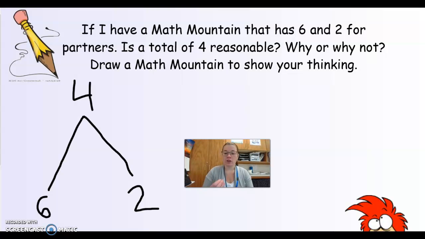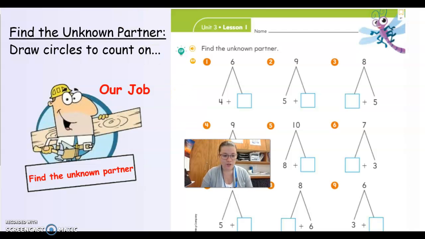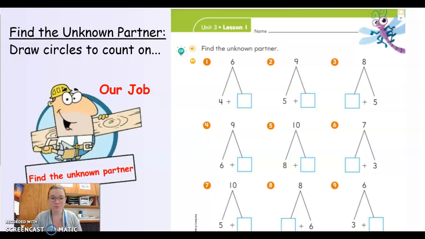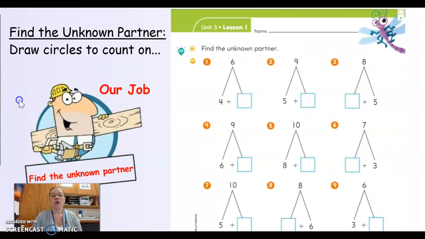So if you were here at school, somebody would come up to the board and draw the math mountain the correct way. All right, let's get our workbook page here. I wish there was a way I could not have my face on here, but I needed to show you my fingers. So, all right, our job on this first page, which is page 97, is to find the unknown partner. I think we're supposed to use circles for the first few.